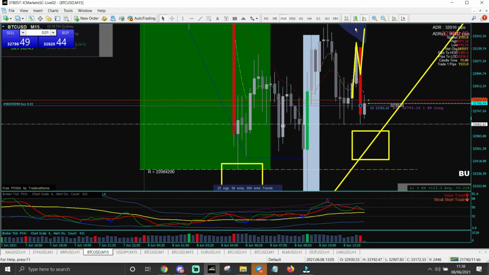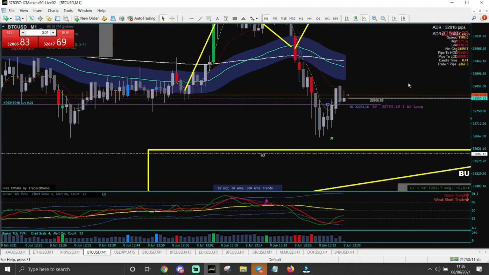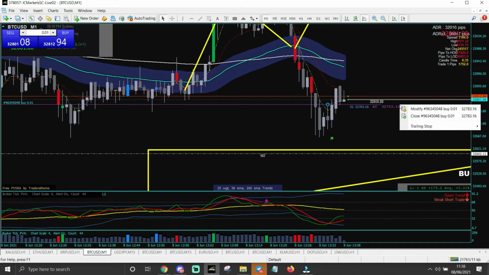Here we go. Ah, you see? That there. Did you see that? That little spike down. That gives me the inkling that they are going to try and go back up at a later point, but they're just not finished with this zone just yet. This is to take out the stops. Am I going to now look to close my trade? Potentially. Let's see.